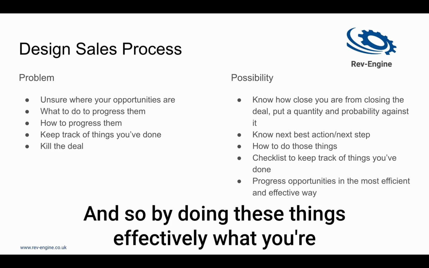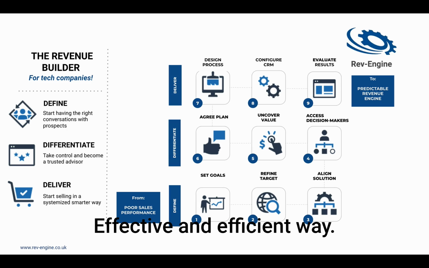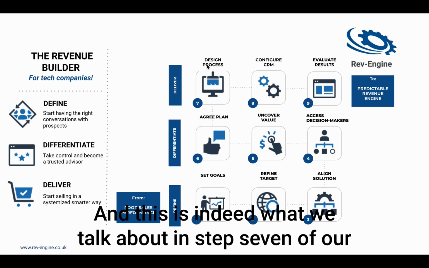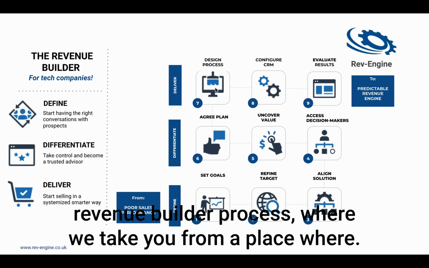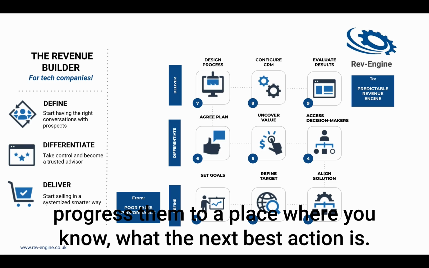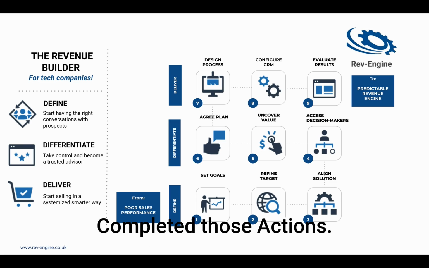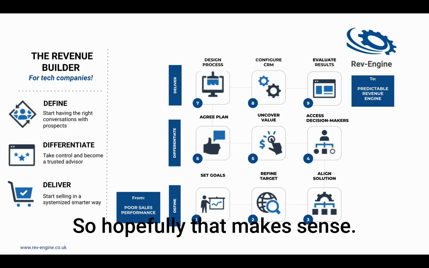And so by doing these things, effectively what you're doing is progressing your opportunities in the most effective and efficient way. And this is indeed what we talk about in step 7 of our revenue builder process, where we take you from a place where you aren't sure of where your opportunities are and how to progress them, to a place where you know what the next best action is and you have actually completed those actions. So hopefully that makes sense.